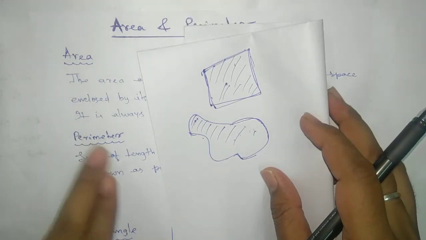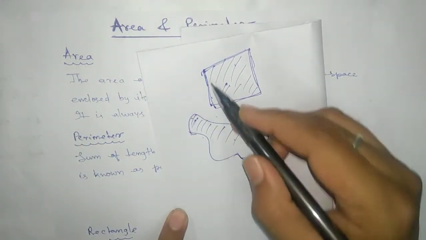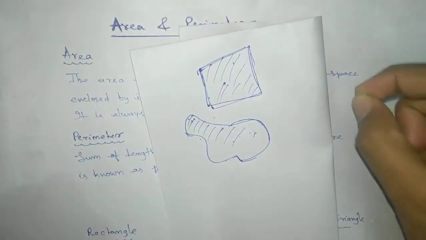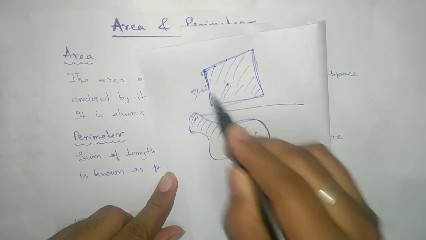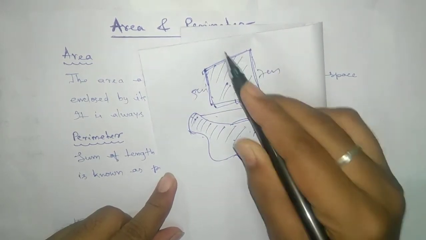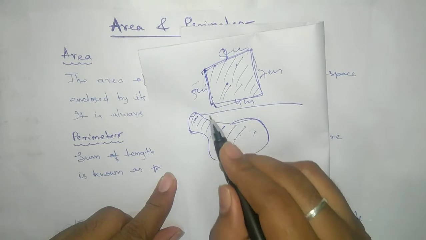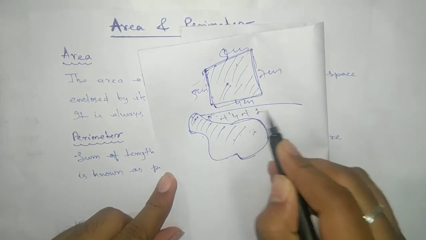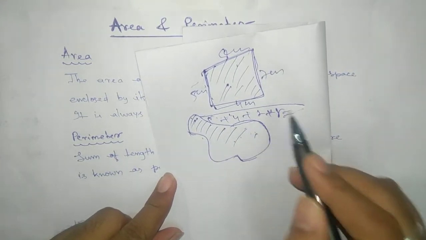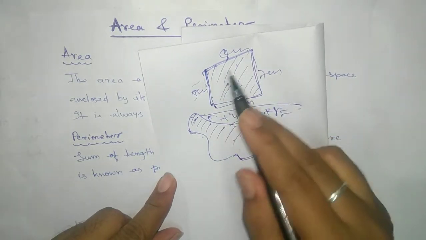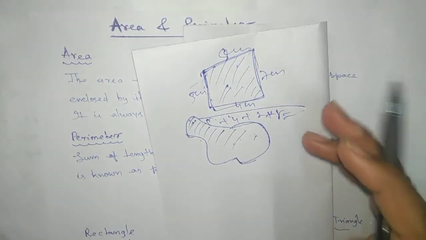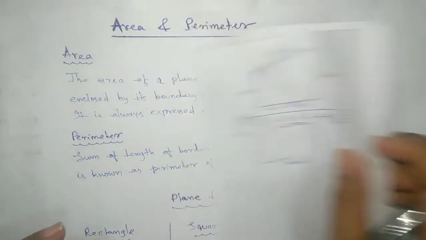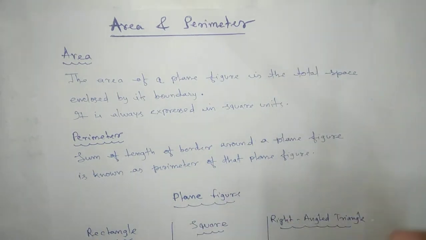Now the perimeter. Perimeter means the length of the boundary. That means if you hold this one and open it, whatever the length is, if you think this is 5 centimeter, this is 4 centimeter, 7 centimeter, 8 centimeter, then 5 plus 4 plus 7 plus 8 centimeter will be the perimeter of this plane figure. This plane figure is a quadrilateral. Perimeter means the sum of all sides, or the sum of the lengths of the border around a plane figure, is known as the perimeter of that plane figure.